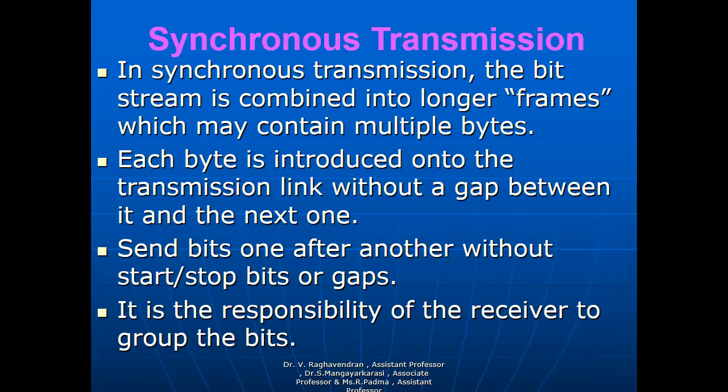The main difference between asynchronous transmission and synchronous transmission is that in asynchronous transmission we add the start bit, stop bit and a gap. But in synchronous transmission, the sender introduces all the information without gaps. After that, it transmits it to the receiver in the same manner. The only responsibility of the receiver is to group the bits.